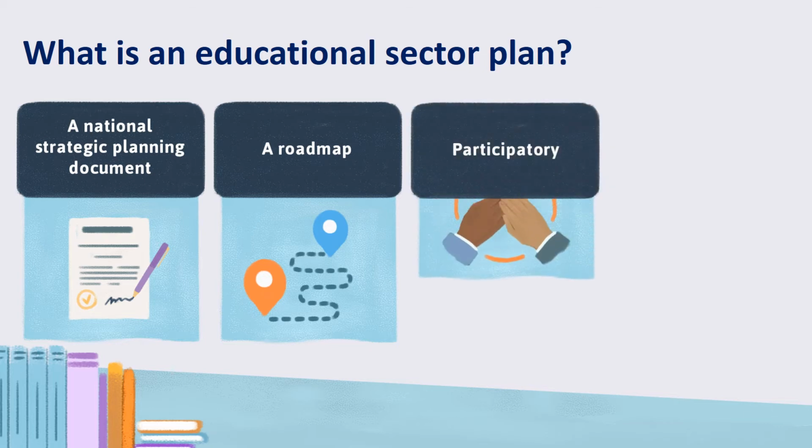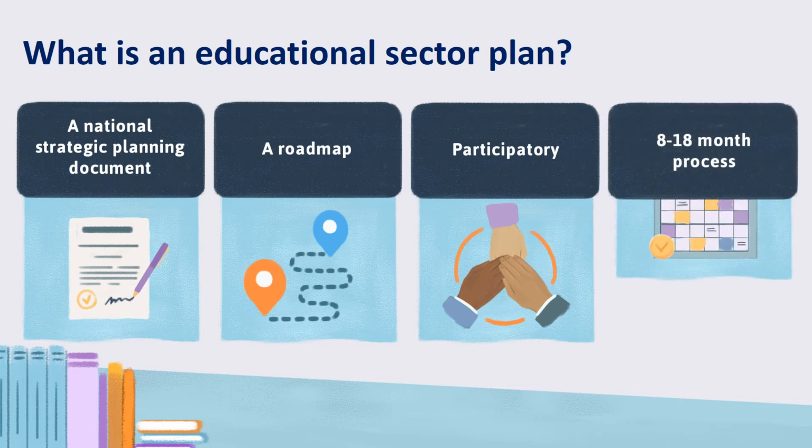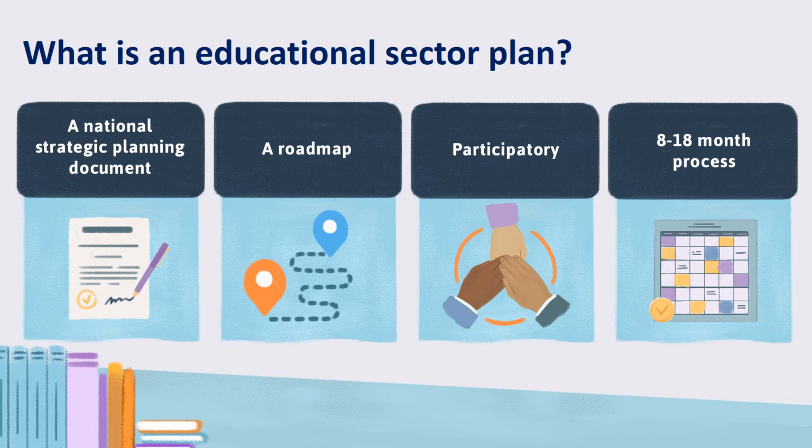The process for developing an ESP is intended to be participatory and political, involving diverse political and technical actors, including departments within the Ministry of Education, subnational educational units, related ministries, NGOs, and private sector stakeholders. The plan preparation process usually takes from about 8 to 18 months, but can vary depending on the country's context.